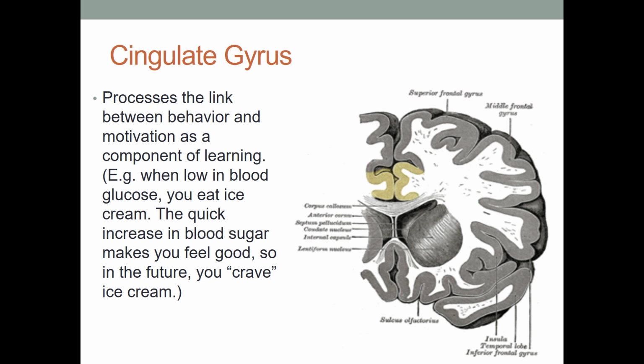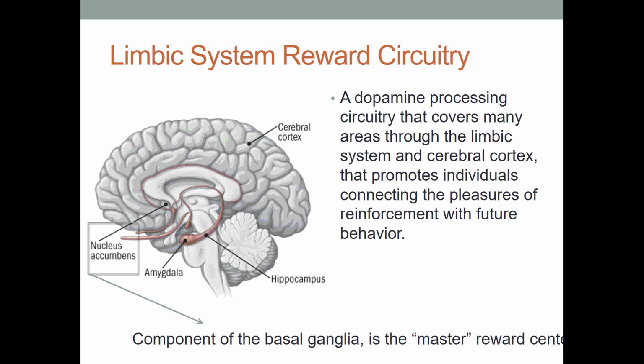The cingulate gyrus is basically just the process of connecting our behavior to our motivation. So the cingulate gyrus's job is, for example, if you eat ice cream and that quick blood sugar spike comes and it makes you feel good, then in the future you'll learn to crave ice cream, and it'll give you a motivation to eat ice cream in the future when your blood sugar is low. So the cingulate gyrus helps us connect how our behavior and consequences work together.